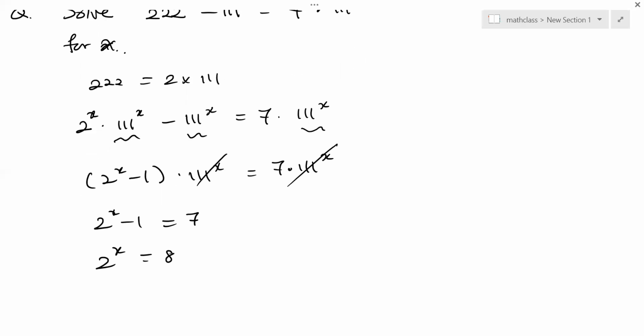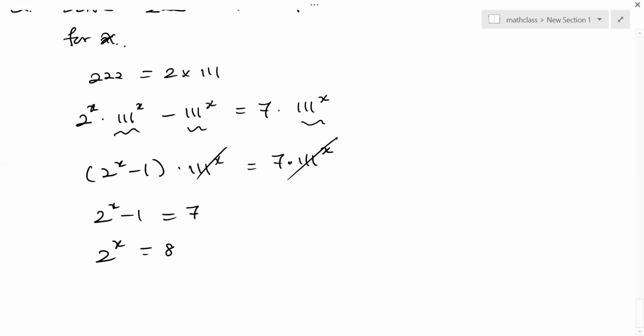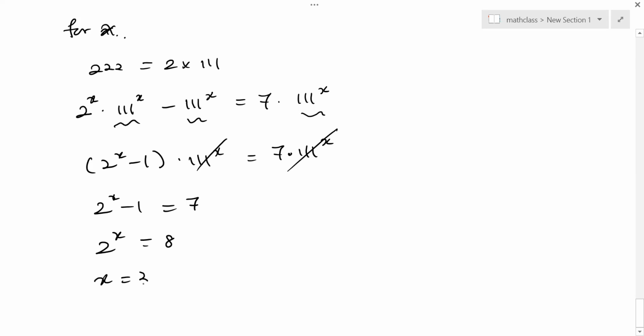Right? 2 to the x equals 8, then clearly x should be equal to 3. Right? Richard says no solution. No, there's a solution. x must be 3 because 2 cubed is going to be 8. Right? 2 cubed is going to be 8.